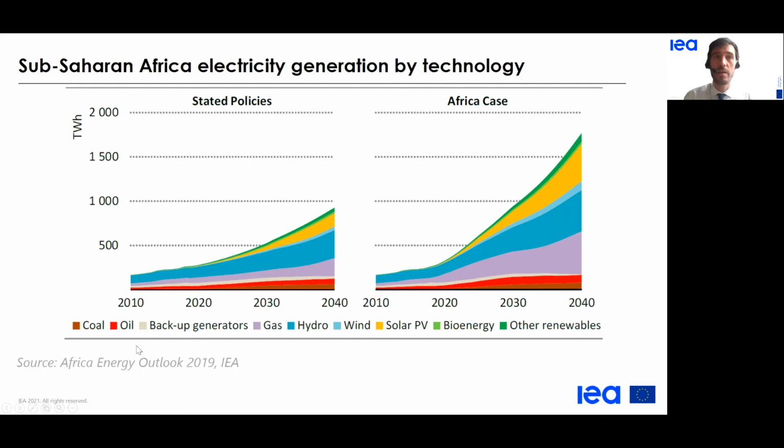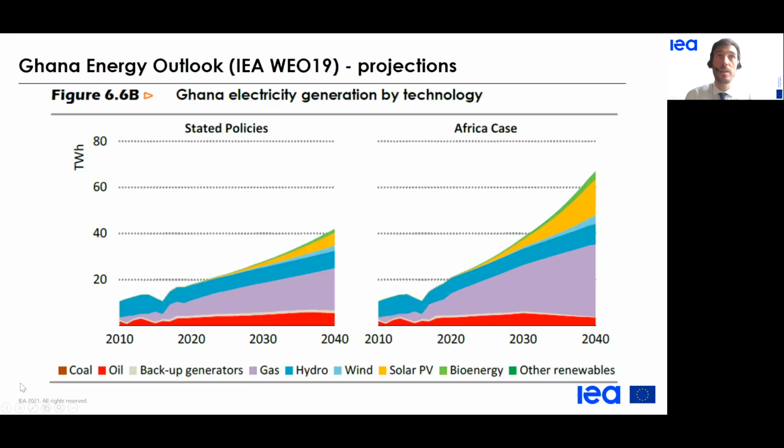This is for sub-Saharan Africa. If we look more specifically at the analysis we conducted for Ghana, we can see that today Ghana has also a diversified mix, half of it coming from hydropower and the rest coming from domestically produced gas and oil. In our STEPS scenario, we expect demand to rise very sharply again, and we expect gas to play an important role, as well as solar PV.